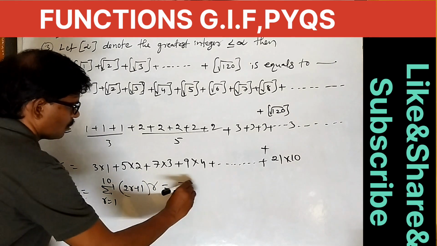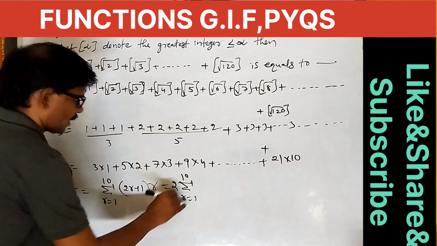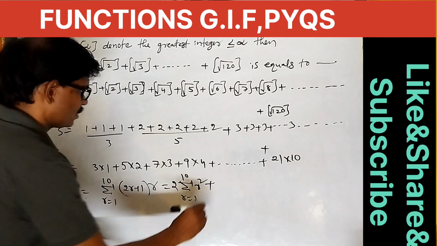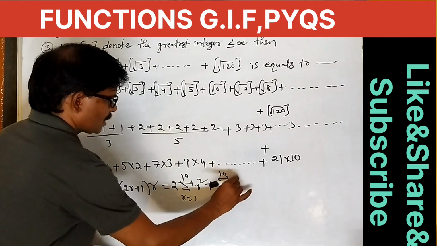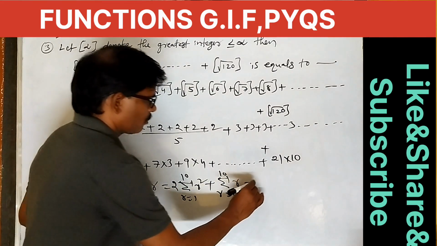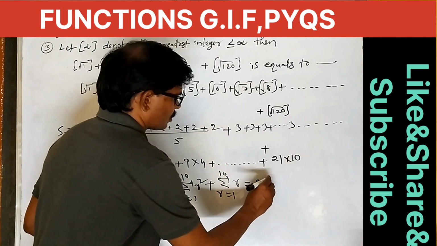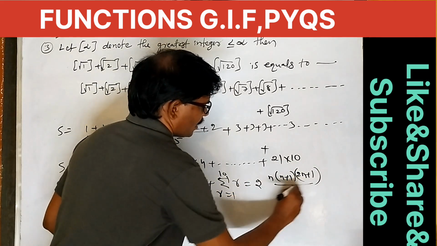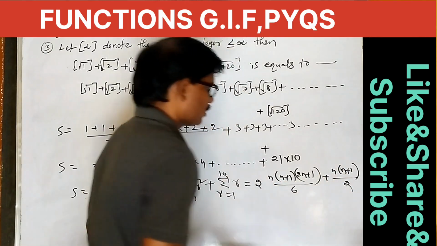Simplify this one: summation of r is equal to 1 to 10, 2r square. The 2 comes outside, so it is summation of r square. Next plus summation of r is equal to 1 to 10. What is the r square formula? 2 into n into (n plus 1) into (2n plus 1) by 6, plus the summation of r, which is n into (n plus 1) by 2.